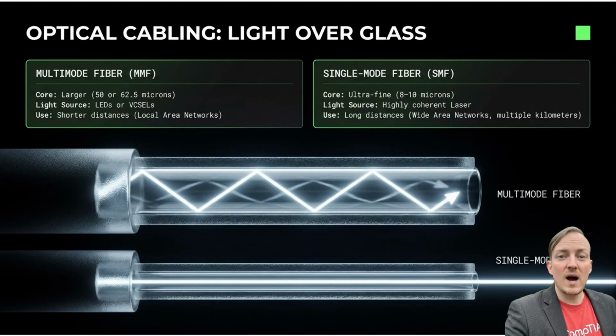Finally, we ditch the copper entirely for optical cabling, transmitting light over glass. Multimode fiber, or MMF, uses a larger core of 50 or 62.5 microns. It uses LEDs or VCSELs as a light source and is ideal for shorter distances like local area networks. Single-mode fiber, or SMF, uses an ultra-fine 8 to 10 micron core. It utilizes a highly coherent laser to shoot light across incredibly long distances, making it the backbone of wide-area networks.